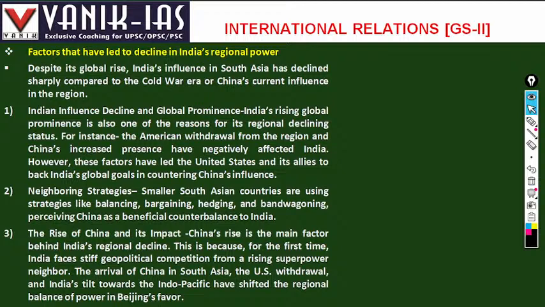The arrival of China in South Asia, the US withdrawal from Afghanistan, and India's tilt towards the Indo-Pacific have shifted the regional balance of power in Beijing's favor. That means in Chinese favor.